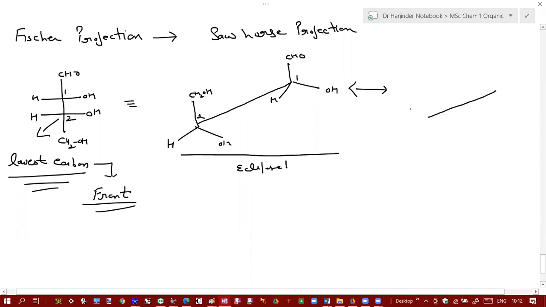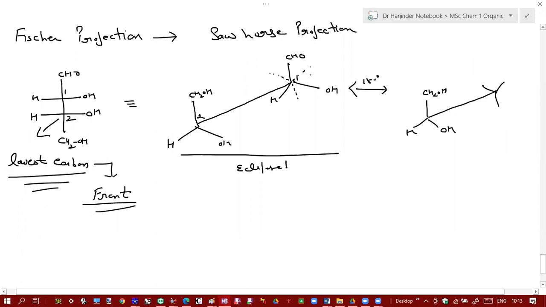So you can rotate one carbon at 180 degrees, and you will get the corresponding staggered conformation. When you rotate it at 180, it will become the staggered conformation. So it will move like this: this will go over here, this will go over here, and this will go over here.